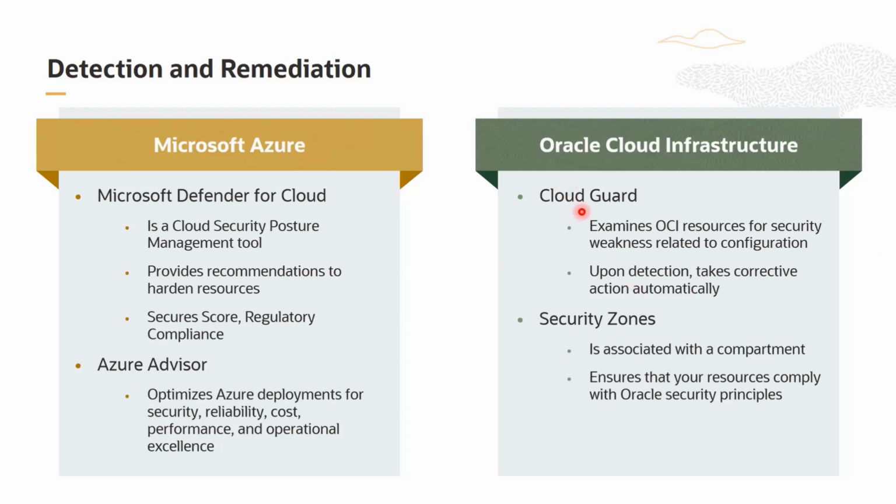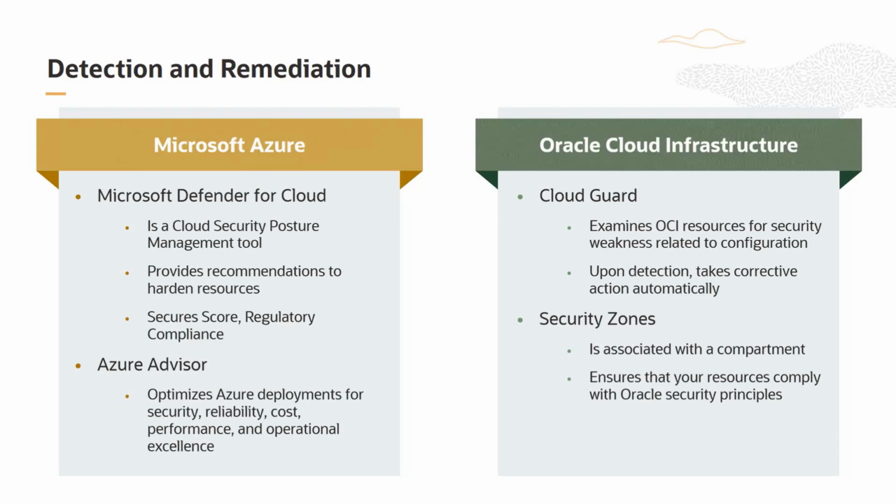In OCI, there is a service known as CloudGuard that can be used to examine the resources for security weaknesses related to configuration, as well as to examine the users for risky activities. And upon detection, we can configure the CloudGuard to automatically take corrective actions. Azure has a service named Azure Advisor that helps to optimize deployments for security, reliability, cost, performance, and operational excellence. OCI also has a similar service known as Security Advisor that we will discuss in the next slide.